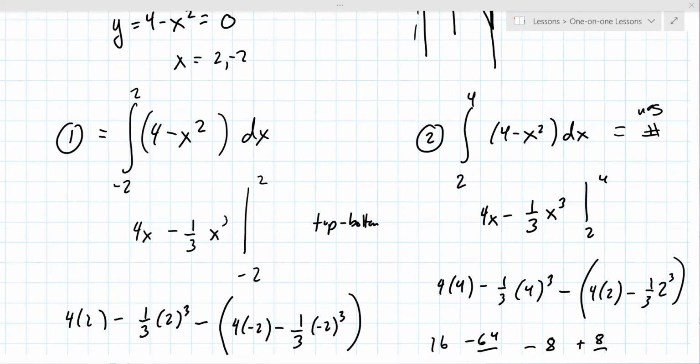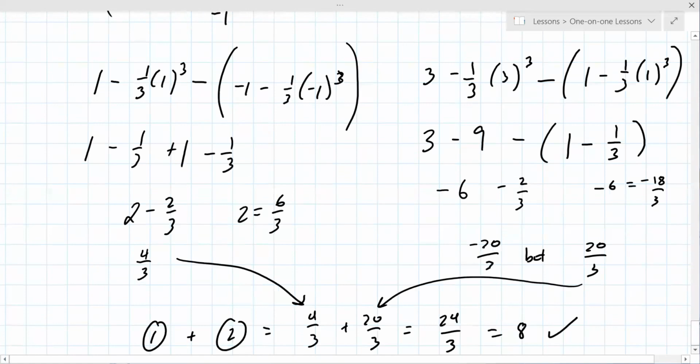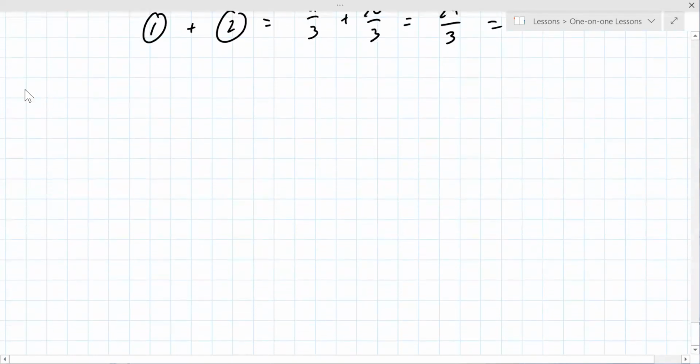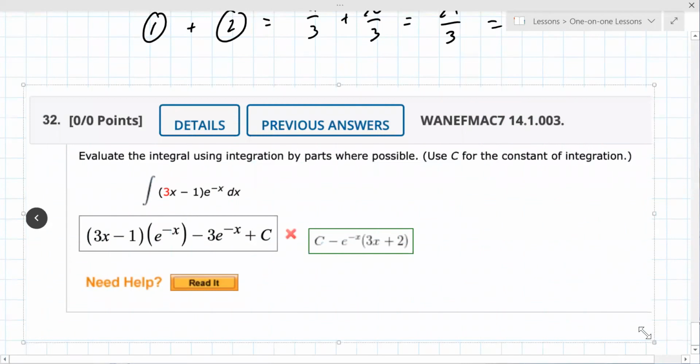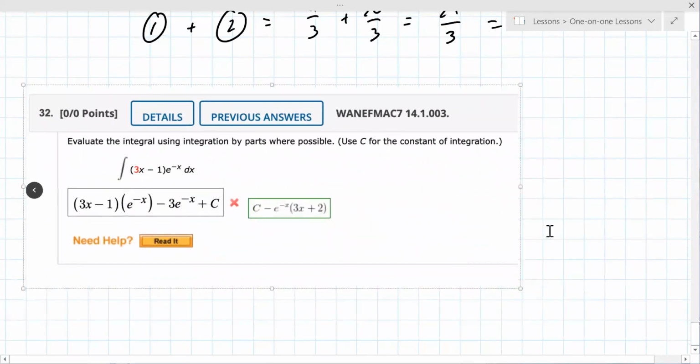Okay, 32 is integration by parts, and we've got plenty of time to go through this topic. There's a lot that goes into integration by parts. You have to pick a u, and you have to pick a dv. Your u has to be something that you can take the derivative of, and your dv has to be something that you can integrate.